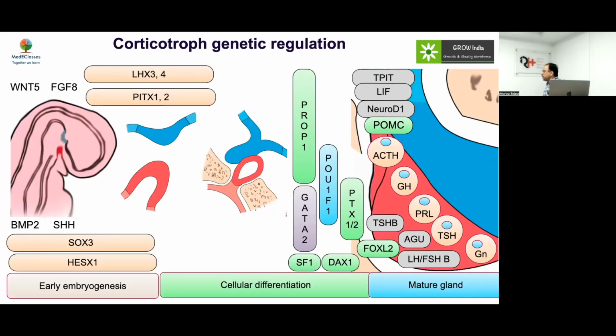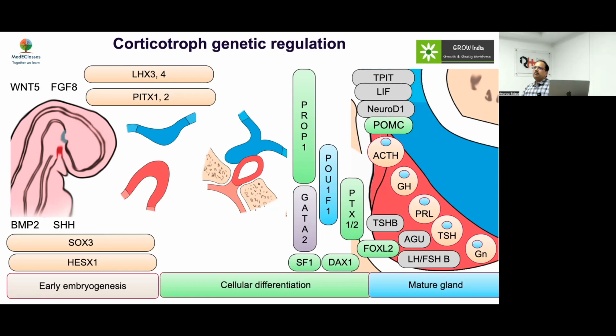Now, genetic regulation of corticotrophs, we have discussed in more detail when we talk about the pituitary, but here are the things which are relevant. Of course, you can have multiple pituitary hormone deficiency involving ACTH using HESX1, LHX3/4, PITX1, PROP1. Now, whether POU1F1 will affect, Manoj?